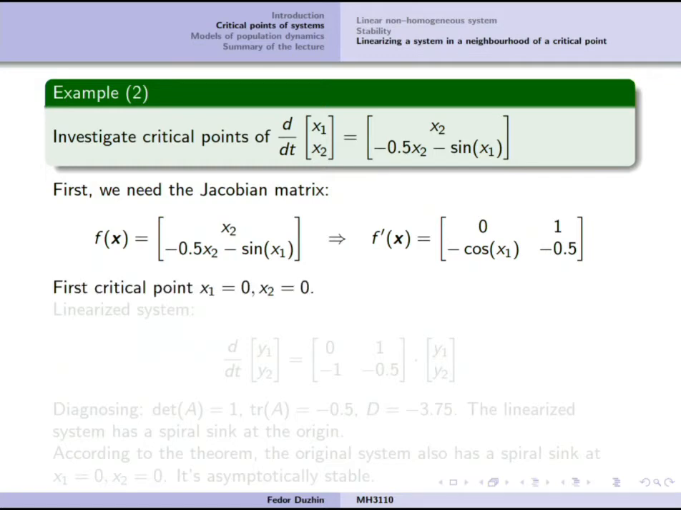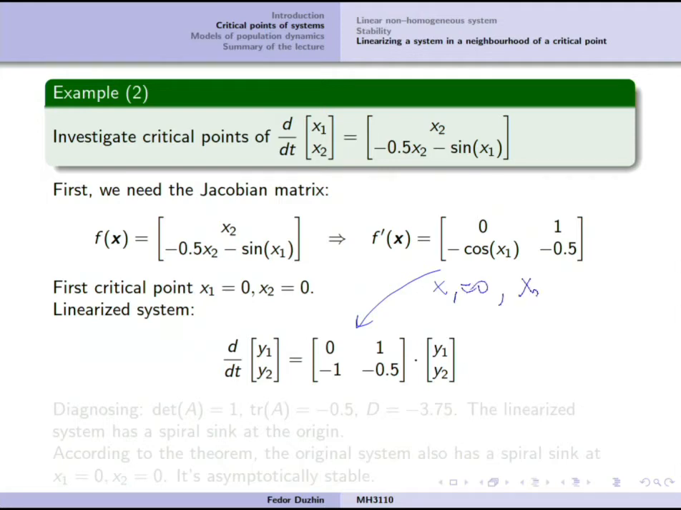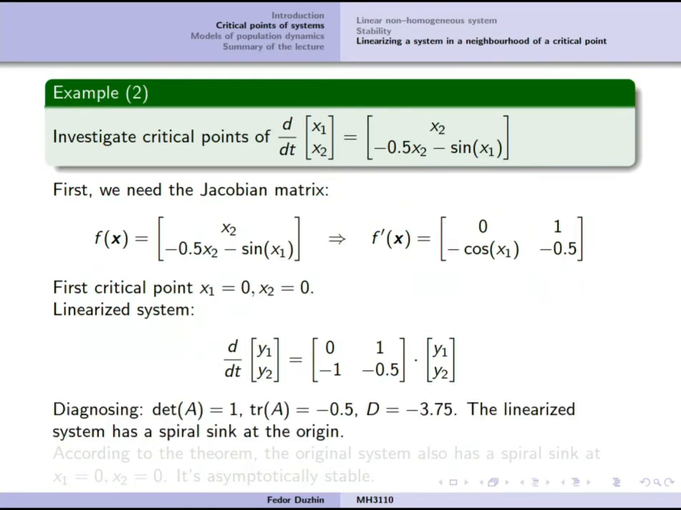And at (0, 0), we can substitute this (0, 0) into the formula for the Jacobian matrix. And then here is the matrix of the linearized system. So this is just the Jacobian matrix for the specific values of x1,0 and x2,0. And then its determinant is positive, trace is negative, but the discriminant is negative. So the linearized system has a spiral sink at the origin.